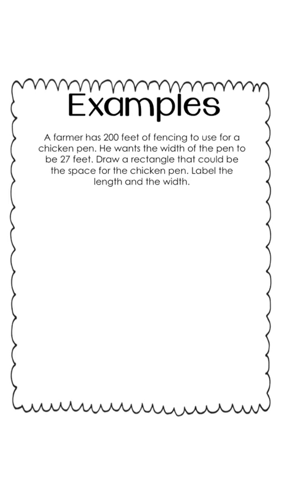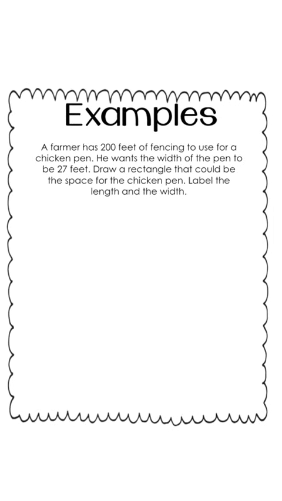Okay, let's look at this next example problem. A farmer has 200 feet of fencing to use for a chicken pen. He wants the width of the pen to be 27 feet. Draw a rectangle that could be the space for the chicken pen. Label the length and width. So first, it's telling me I have to draw a rectangle, so I'm going to go ahead and draw it to begin with.